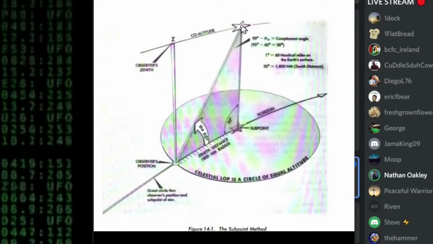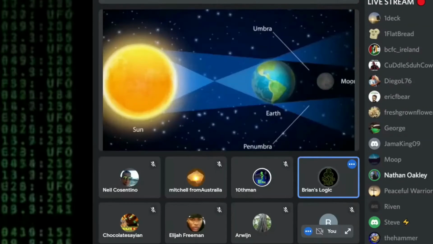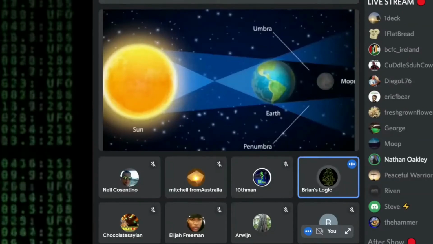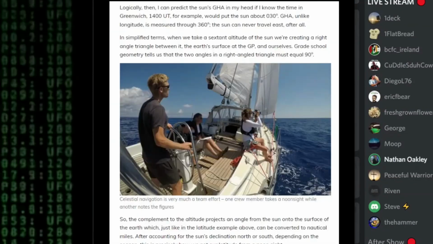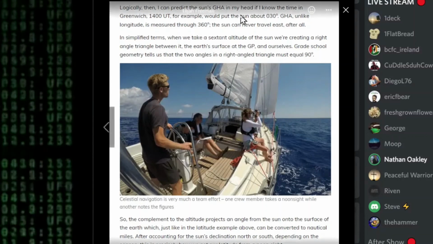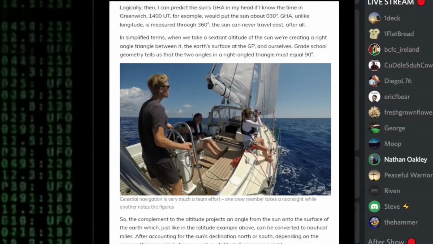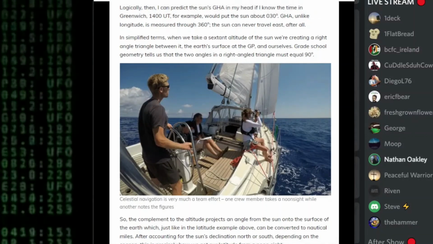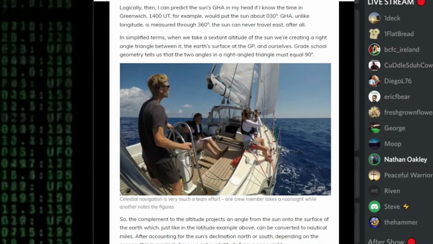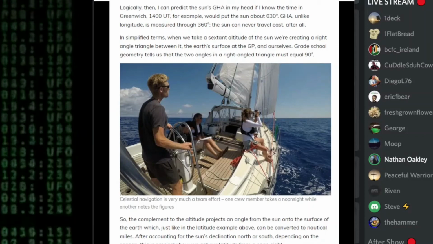So the people who are saying these things are crazy. And as Tent says, they cite themselves. They don't cite anything really official. In simplified terms, when we take a sextant altitude of the sun, we're creating a right angle triangle between it, the Earth's surface at the GP, and ourselves. Grade school geometry tells us that the two angles in the right angle triangle must equal 90. How they get around this is impossible.